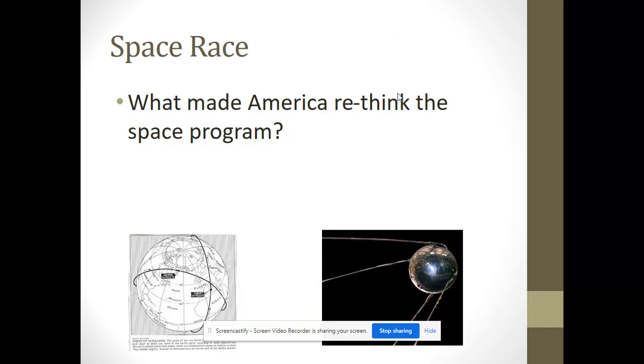We see the orbit of Sputnik. Remember, although this image may make it seem rather large, it's very small still. Scared us quite a bit.